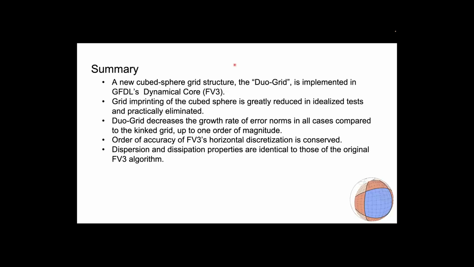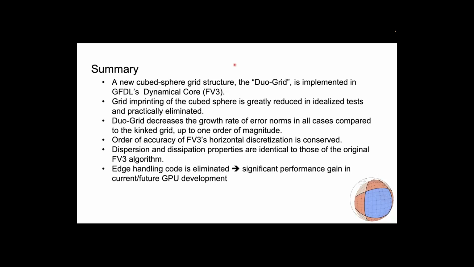And we can get the real order of accuracy of the FE3 advection scheme. We found that the dispersion and dissipation properties are not changed. So you might argue that maybe we are losing something, that it's more dissipative, or that the main signal is diffused a little bit.